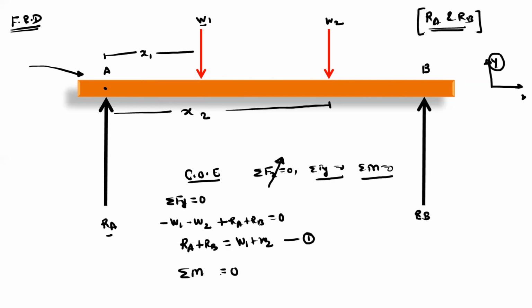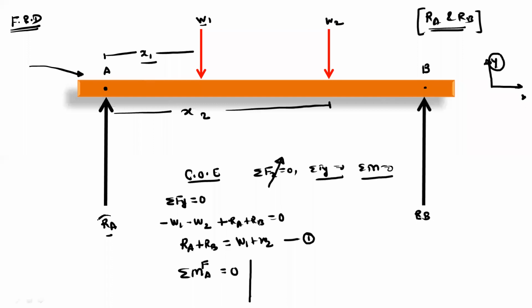Now we have to decide the moment point. Take the moment point about which you can cancel one unknown so that you can find the remaining unknown. You can select point A as the moment point, or you can select point B. Here I will take point A, moment by all the forces about point A is equal to 0. When we take A as the moment point, find the distances with respect to point A. So it is x1 and x2 for W1 and W2. Now write the moment equation.